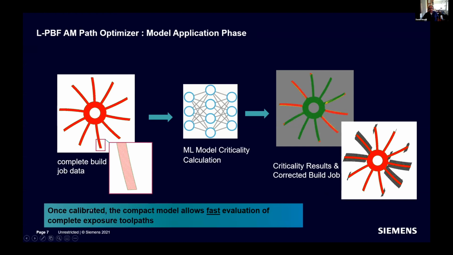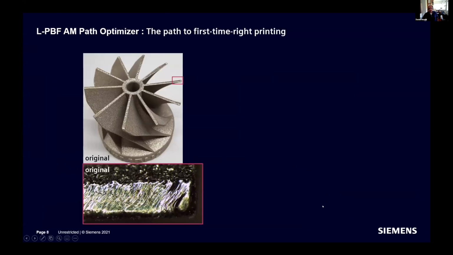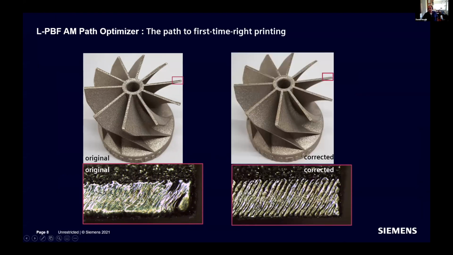So once calibrated, this compact model allows a fast evaluation of a complete exposure toolpath. We can analyze a complete component within several minutes on a workstation. So the proof is, of course, are we able to correct? If you compare the original part with the corrected part, we see that we get those overheated, indefinite bead-out, and we have those definite paths of the welding.